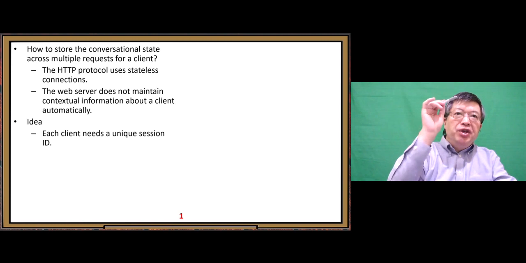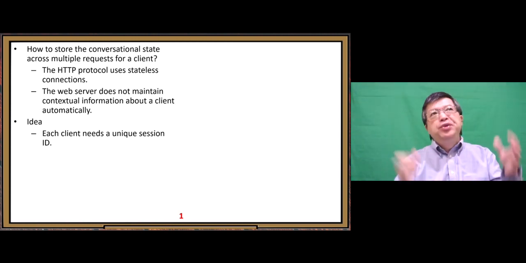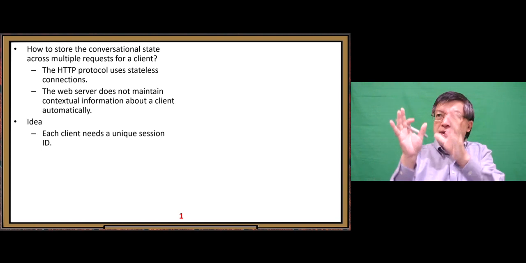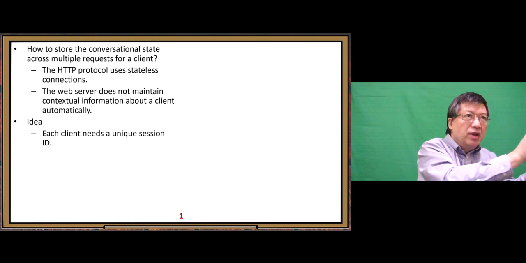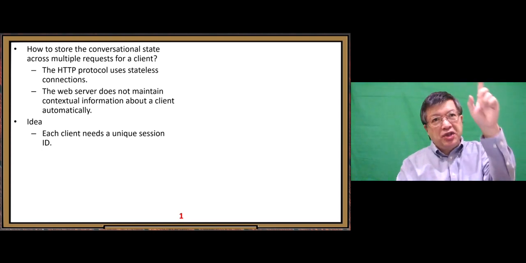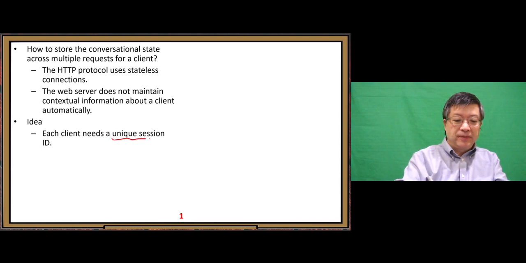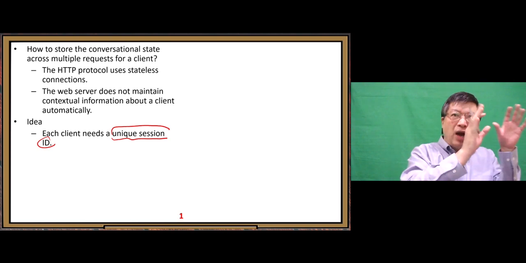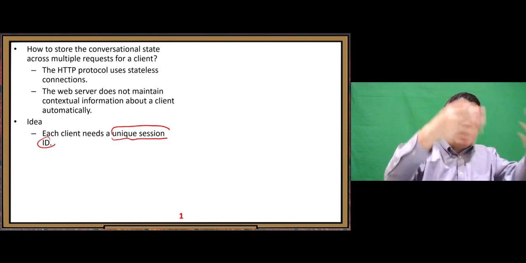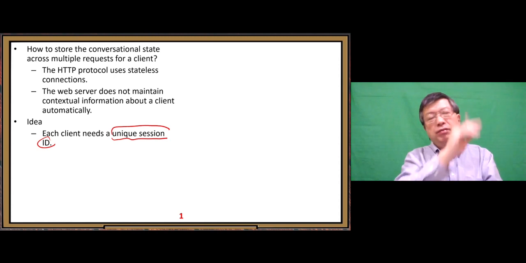Each client needs a unique session ID. How do you associate the state information to a particular user? So you need a unique session ID. Each user has one, and the session ID will be generated by the server. But after it is generated, the client needs to carry that session ID. How? Let's see.